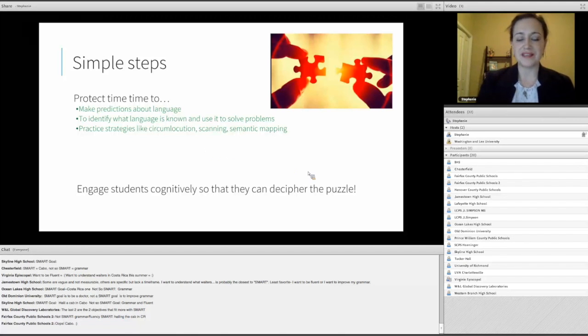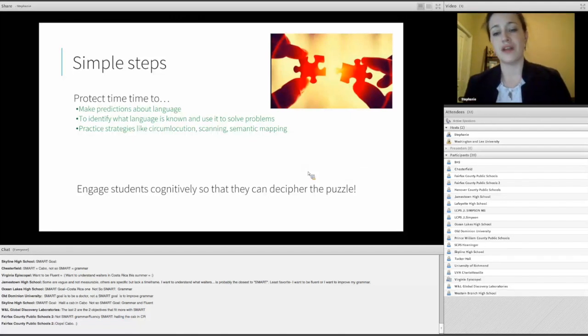I have this puzzle piece here because in a really beautiful meeting that I had with the National Linguafolio Committee, Ryan Wirtz from Ohio and Jackie Van Houten said that language is just a puzzle and you're trying to figure out how to put all the pieces together. So some simple ways to do that are to protect times with your students to help them make predictions about language. What are they going to read? What are they going to hear? What do they need to know before they engage in those tasks? To help them identify what language they actually know and use it to solve problems.